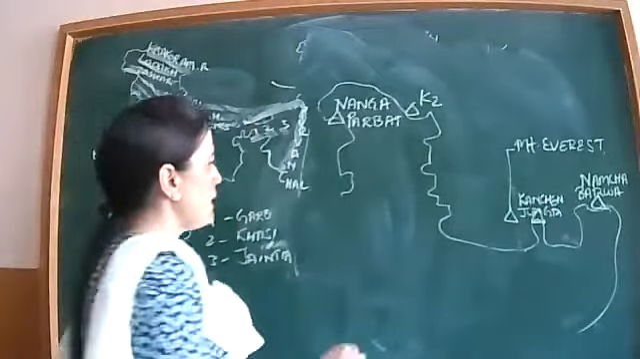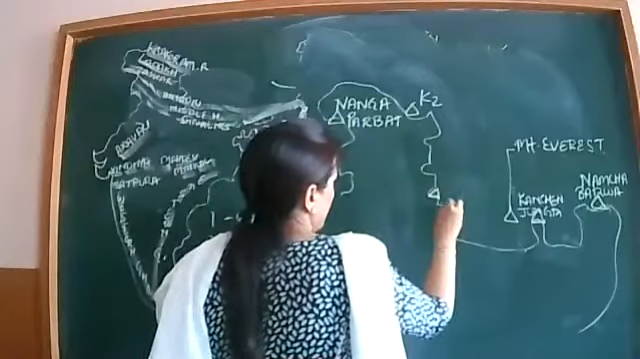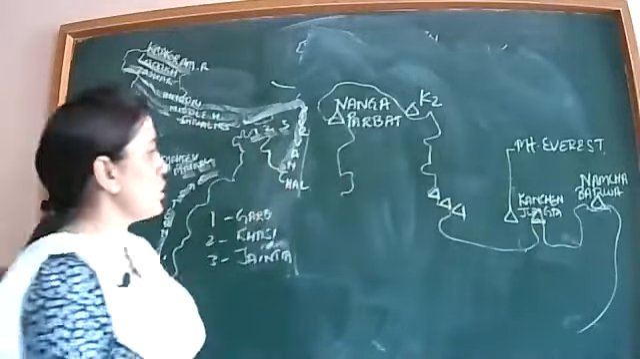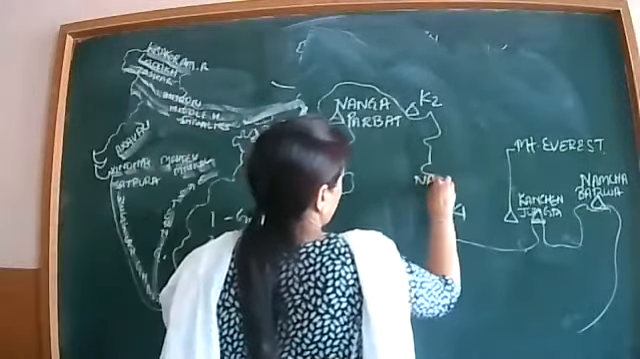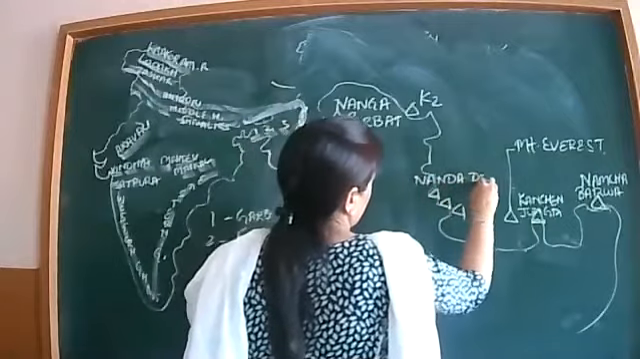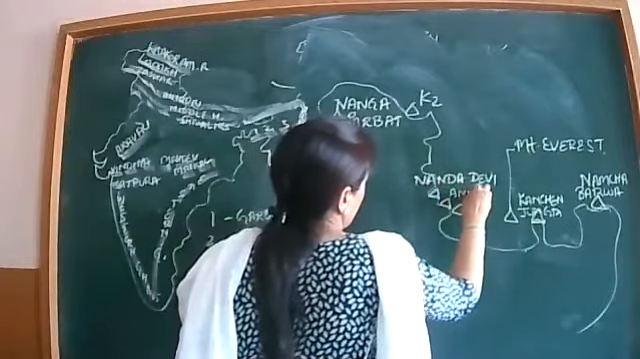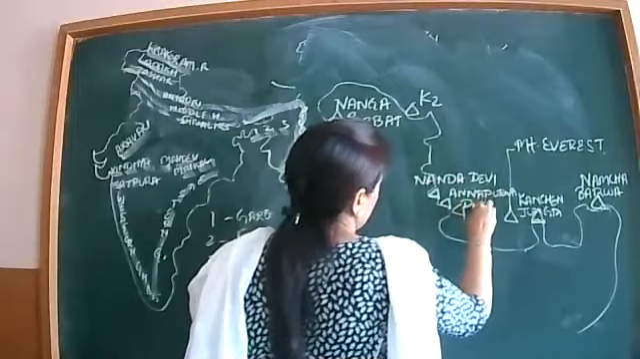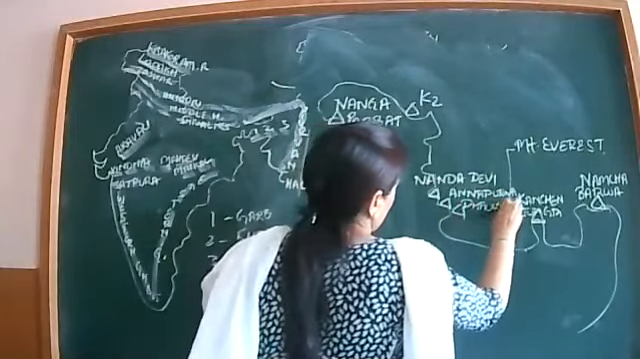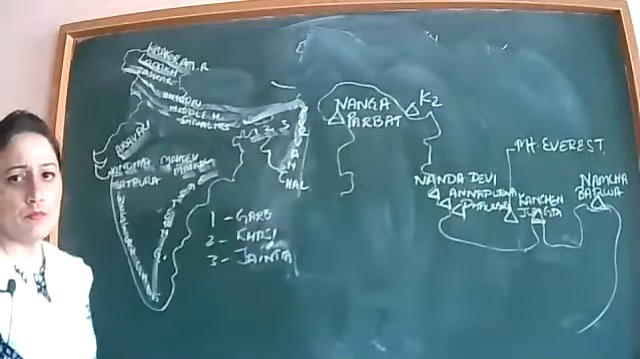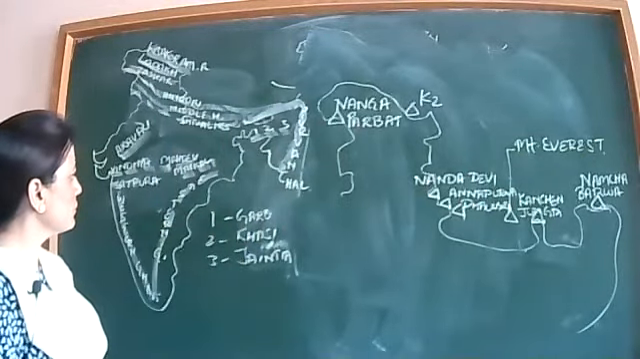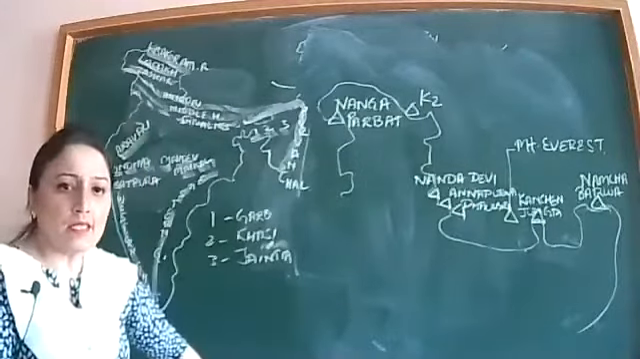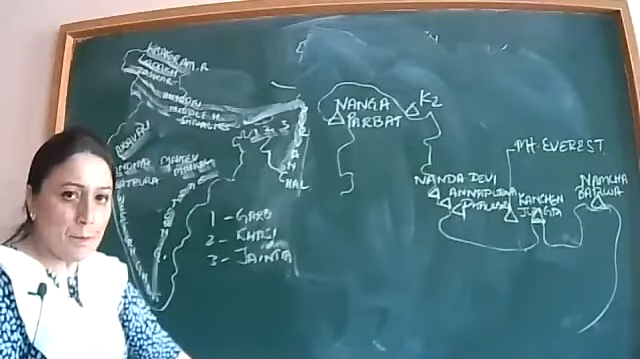Then in the west, we have three prominent ranges: Nanda Devi, Annapurna, and Dhaulagiri. Done. Then I'm going to make only the southern part of India to mark the southern peaks here.